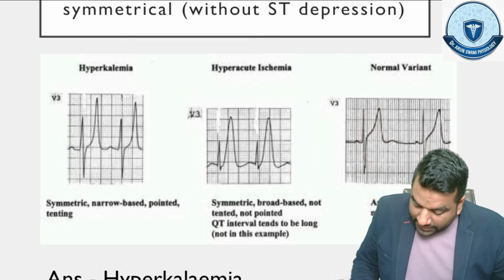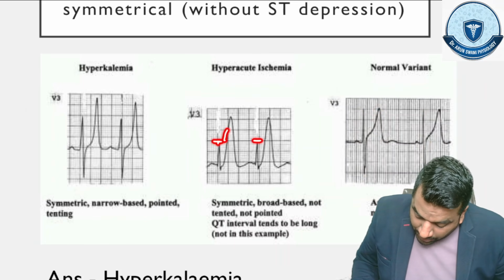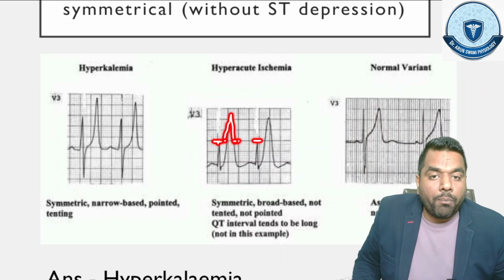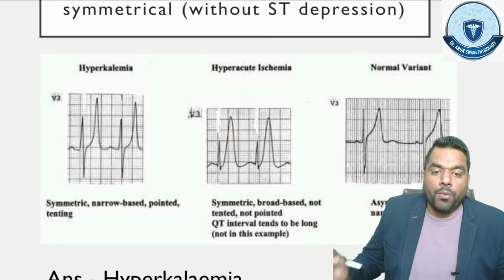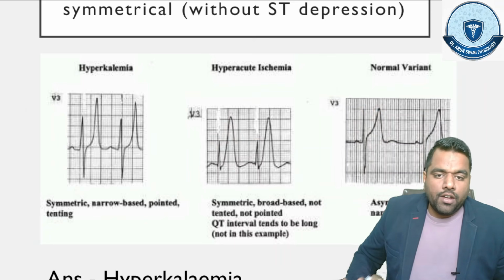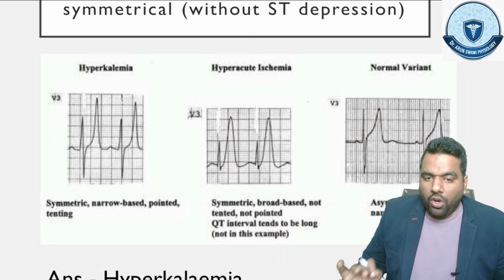But in this part, the QRS is ending over here and the T is going very much at height, guys. This is called hyperacute ischemia. This is the hyperacute T wave, right? This is symmetric, broad based, not tented, not pointed, right? The QT interval tends to be long, right?